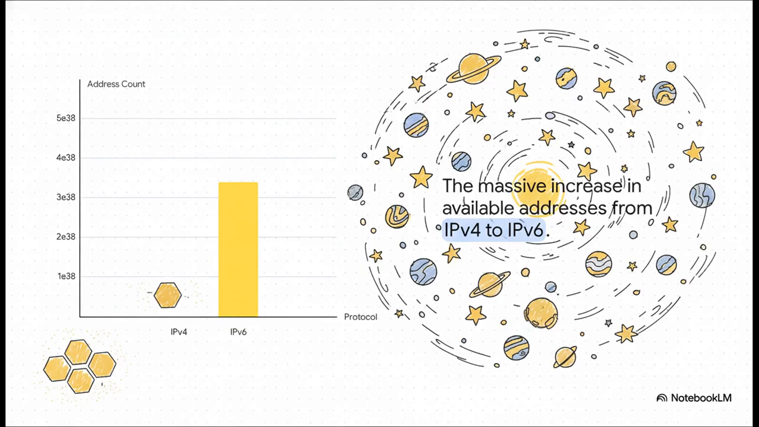This chart tries to put it into perspective. We went from 4.3 billion addresses with IPv4 to 340 undecillion with IPv6. That's a 340 with 36 zeros after it. It's a number so huge, someone calculated that we could give an IP address to every single atom on the surface of the Earth and still have enough left over to do that to 100 more Earths. Just, wow.